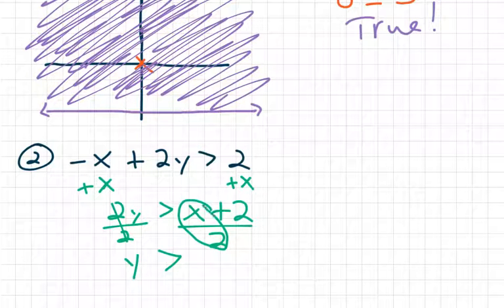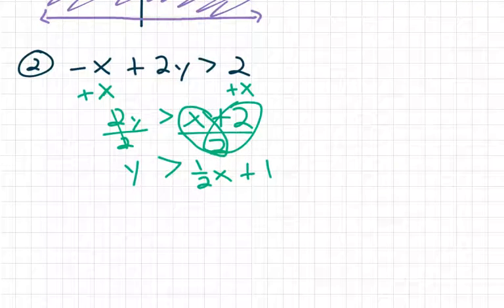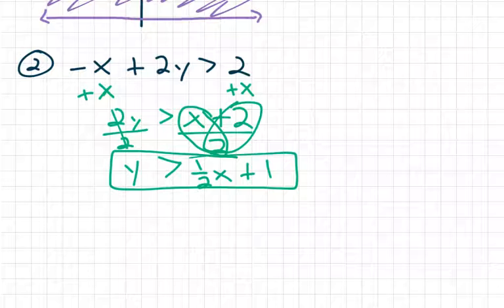If I have one pizza and I split it between 2 of us, each of us gets 1/2 of the pizza. So 1/2 x, and 2 divided by 2 is 1. If you're going to divide this side by something, you've got to divide everything by that number. Okay, so y is greater than 1/2 x plus 1. This is our inequality that we're going to work with.